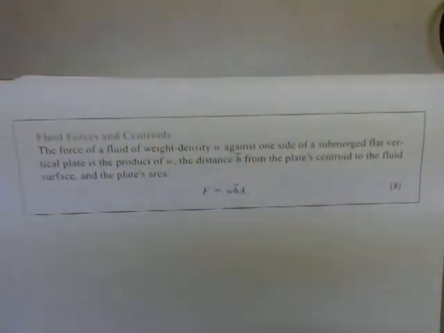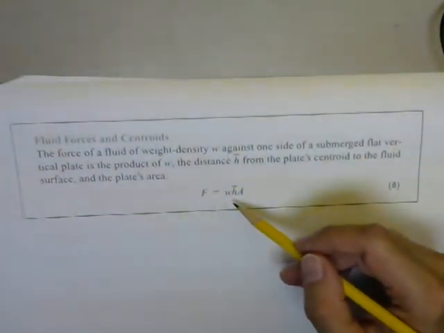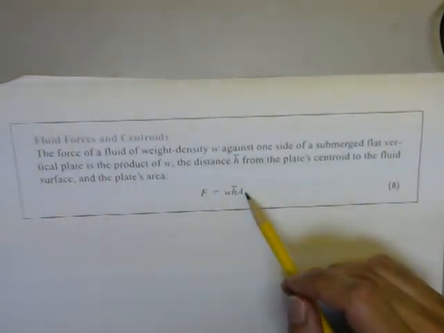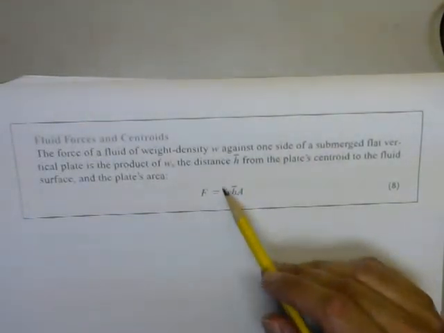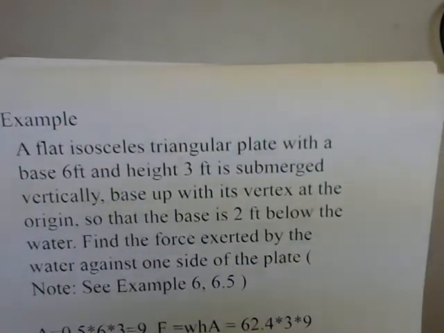Now, as far as fluid force and weight density, again, the fluid force is equal to the product of the distance h from the plate centroid and the weight density W in the area. So let's say that you have a flat isosceles triangular plate with a base of 6 feet and a height of 3 feet, submerged vertically, base up with its vertex at the origin, so that the base is 2 feet below the water. Find the force exerted by the water against the side of the plate.